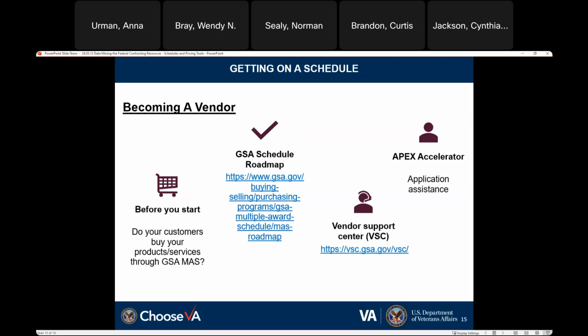And then GSA does have tools for the multiple award schedules roadmap, so figuring out how to actually build your package to submit your service or your product for consideration to get on the GSA schedule. And they do have a support center as well to help vendors, because the more vendors they have that are successful, the more GSA is able to collect their 0.75% fee, which is how they keep their lights on. And the Apex accelerators, of course, can assist you as well.